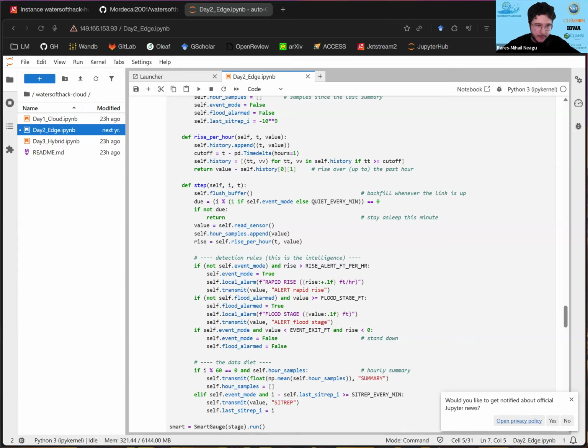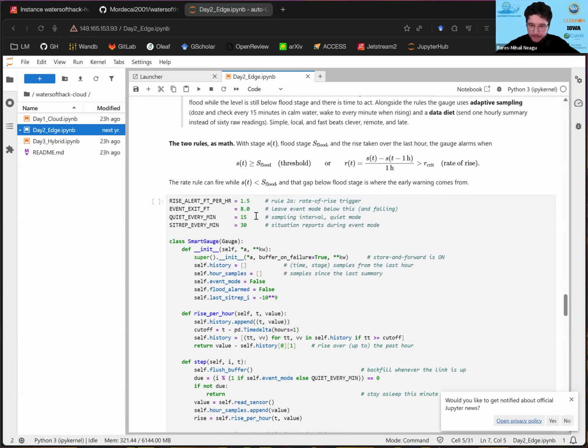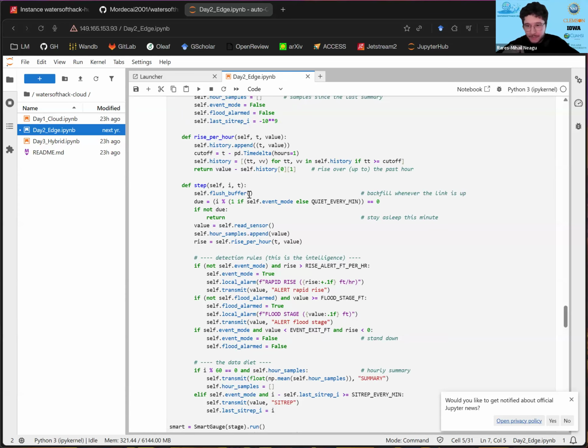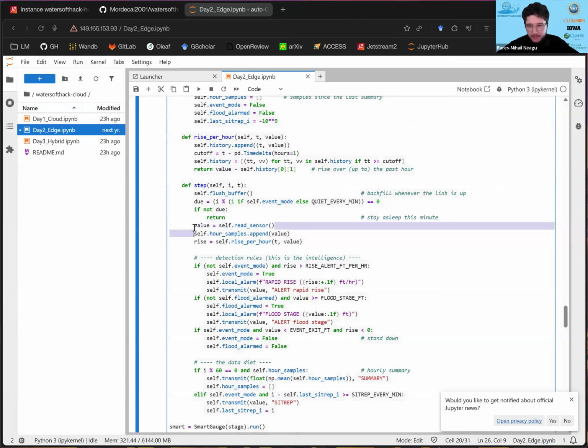Then the next part is the adaptive sampling, and it's going to be done every 15 minutes. So quiet this will be 15, basically. So it only does it every 15 minutes. We already encoded something very important: sending information to the cloud after outages, and the adaptive sampling. And similar to the naive streamer above, we're going to get a sensor reading, append it, and also calculate how much the rise is.